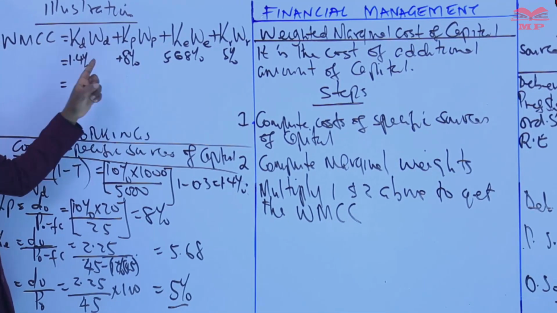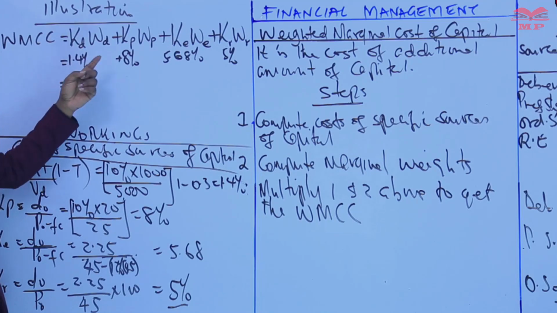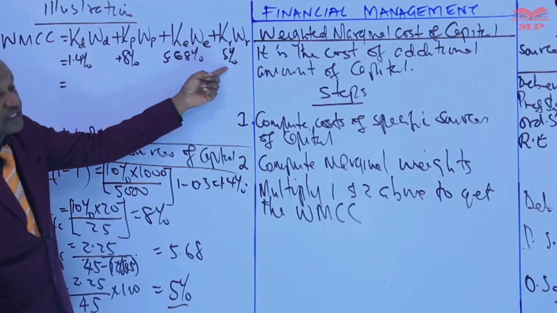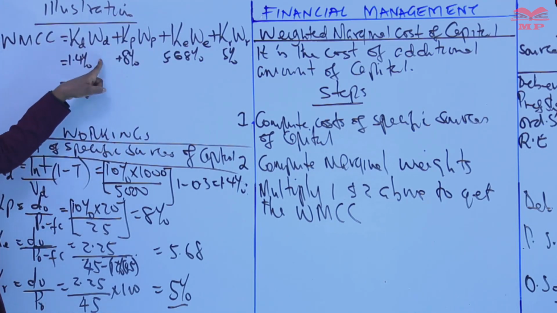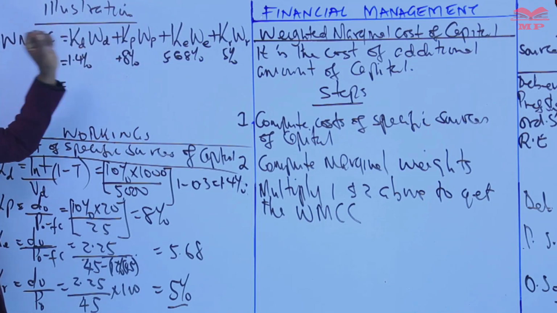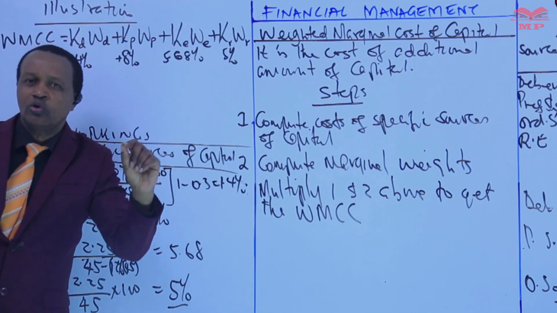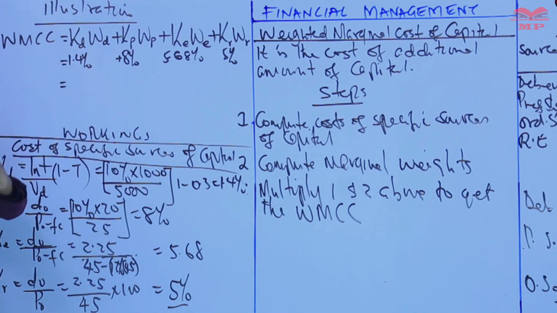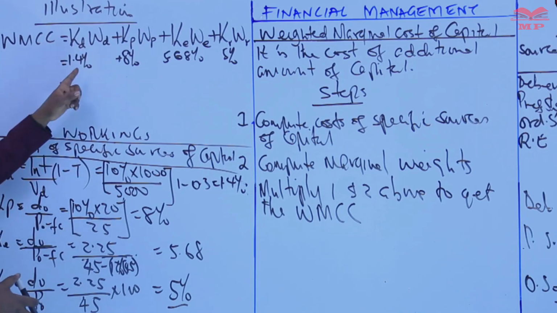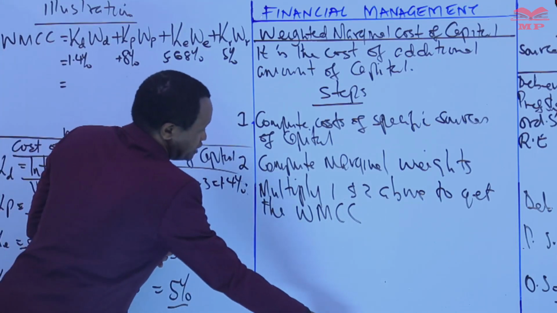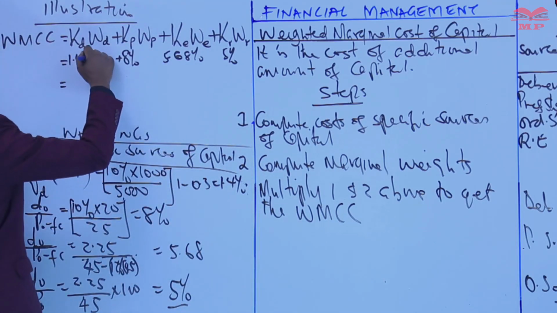Because you see, there are many specific sources with different costs of capital. The cost of debt is 1.4%. The cost of preference shares is 8%. The cost of equity is 5.68%. The cost of retained earnings is 5%. So you need to plug in the proportions, the weights, in order to get one cost for this additional 6.8 million. We have already done the cost of debt. We have the weight of debt, which is 0.03.